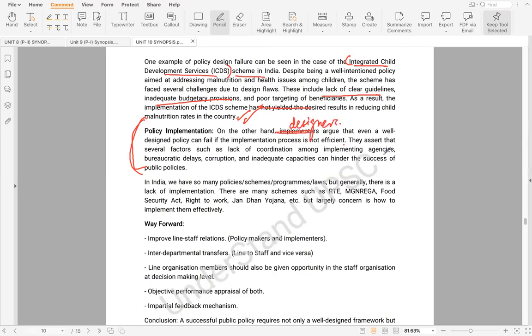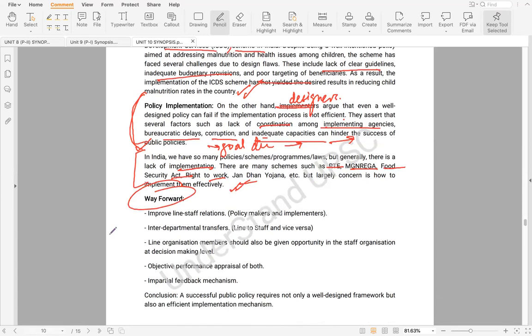This is what the designers would say, right? So they assert that several factors, such as lack of coordination among implementing agencies, bureaucratic delays, corruption, inadequate capacities, goal displacement, attitude of status quoism, lack of sensitivity, etc., can hinder the implementation of public policies. In India, we have so many policies, but generally there is a lack of implementation. There are many schemes such as RTE, MGNREGA, National Food Security Act, Right to Work, Jan Dhan Yojana, etc. But the main concern is how to implement them.